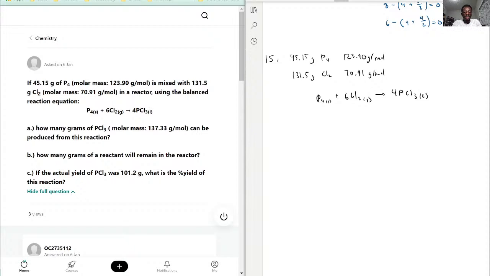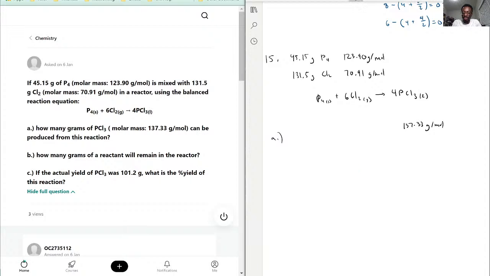And now the first question they ask, how many grams of PCl3 can be produced from this reaction? So the molar mass of PCl3 is 137.33 grams per mole. So let's just tackle question A first, alright? Okay, because we need to figure out how many moles we're working with, alright? So, with that being said, we have 45.15 grams, and the molar mass is 123.90 grams per mole. The formula to find moles for molar mass, okay, so the molar mass is mass per mole. Okay, that's a molar mass.